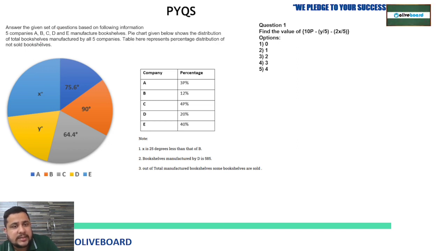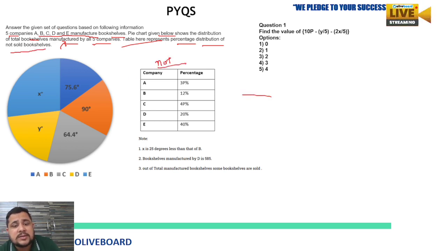Now see, this question is from previous year where five companies A, B, C, D, and E manufacture bookshelves. The pie chart given below shows the distribution of total bookshelves manufactured by all five companies. So there are five companies, and this pie chart shows the total bookshelves manufactured by all five companies. The table here represents the percent distribution of not sold bookshelves, the bookshelves which are not sold.